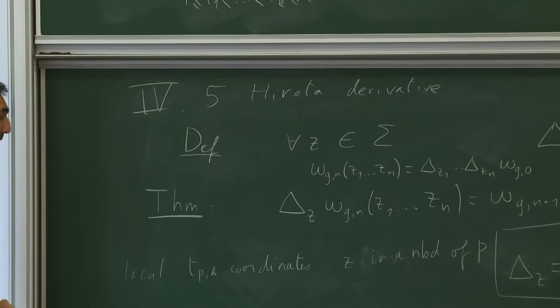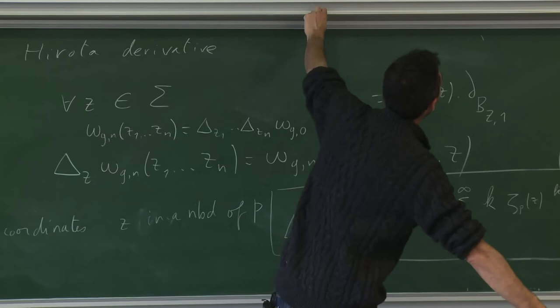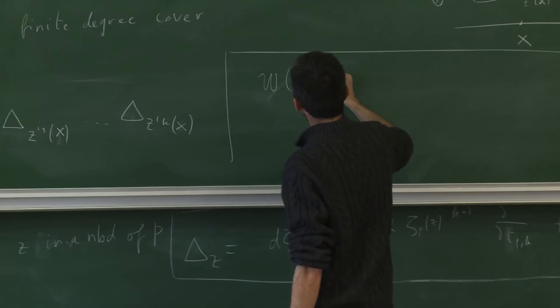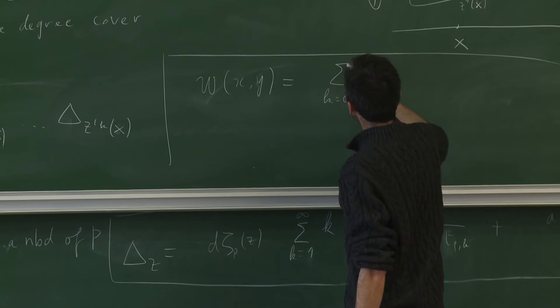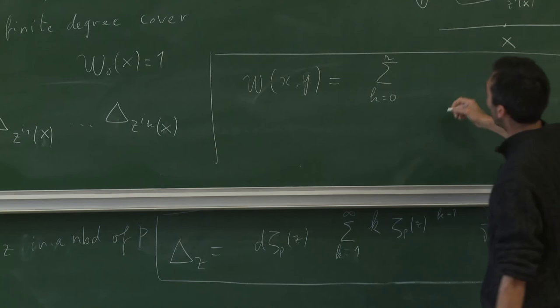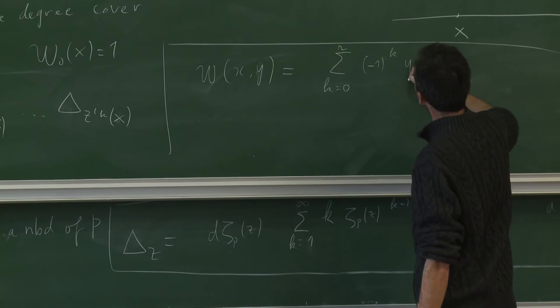So this is the definition. I will define something a little bit more. It's also useful to take a summation over k, and let me define omega of w of x, y as a summation from k equals 0 to r. Let me define also omega 0 of x equals 1, the identity operator, zero-form valued, minus 1 to the k, y to the r minus k, wk of x.